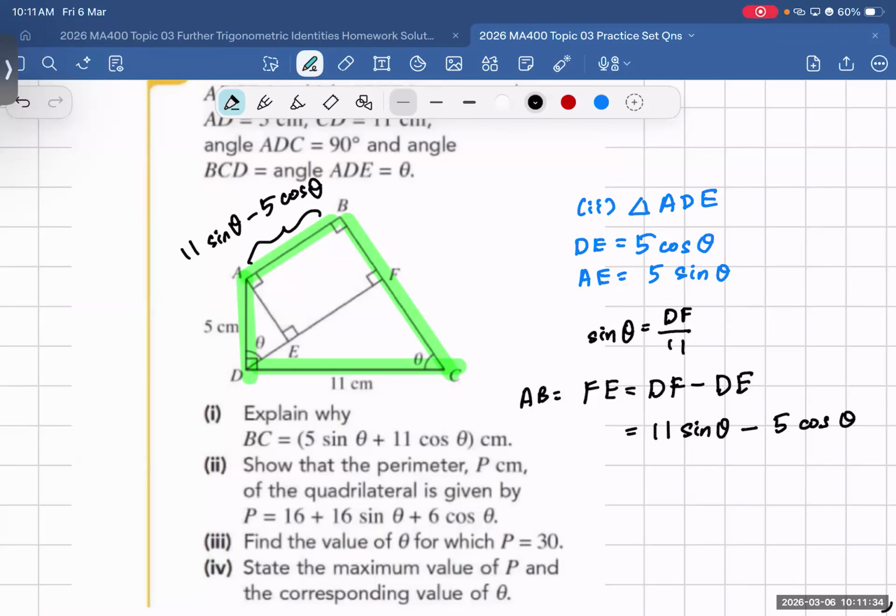Is that okay? All right. This part, can I say this is 11 cosine theta? By now you should be very comfortable. This part AE is 5 sine theta. Add all together. Can I find the solution? Anyone totally lost for part 2? You need to see the full workbook.